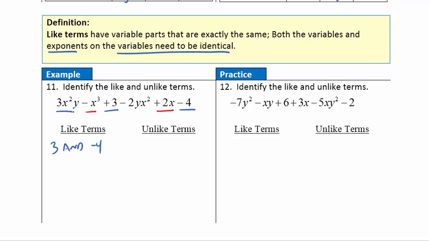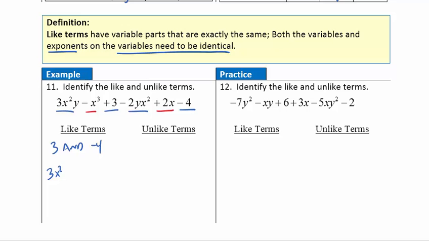Notice 3x squared y and 3yx squared. Even though these aren't in the same order, notice they have the same variable parts. Y to the first power, y to the first power, x to the second power, x to the second power. So those are like terms as well.